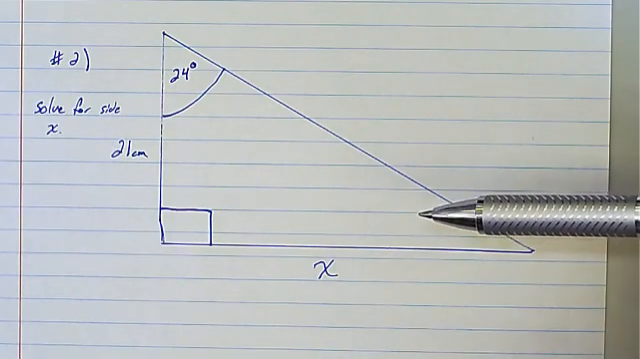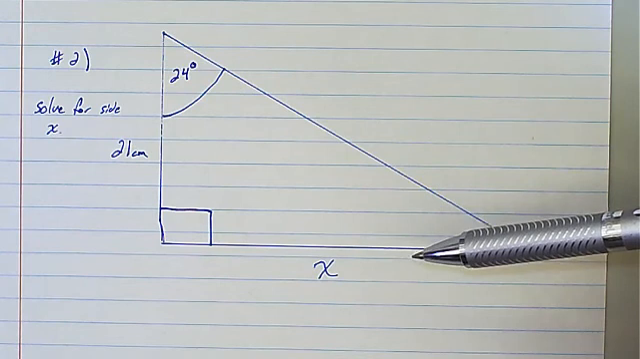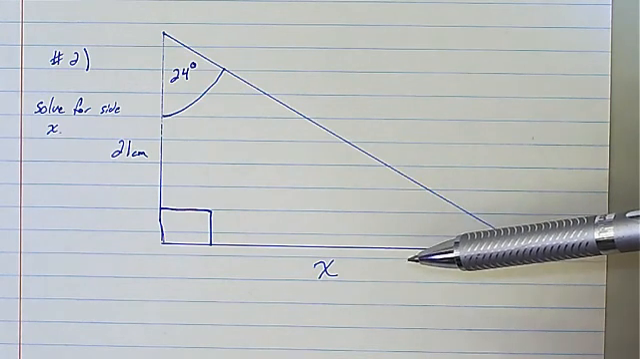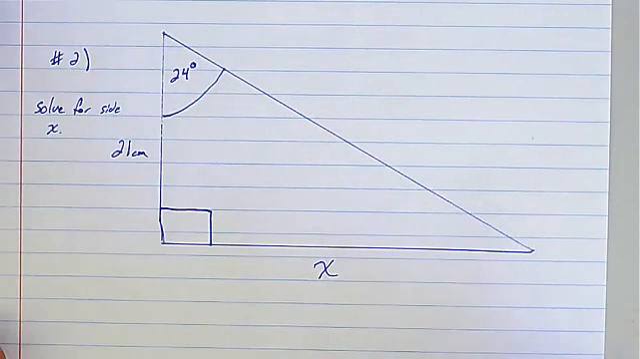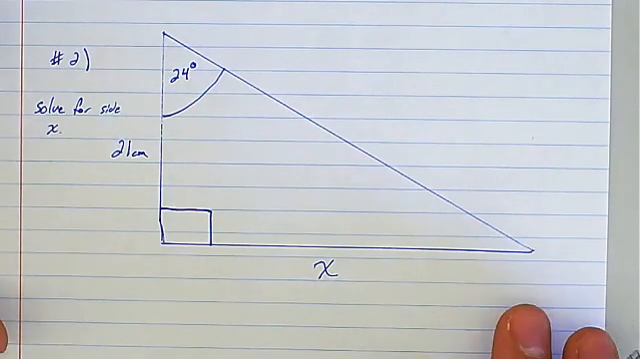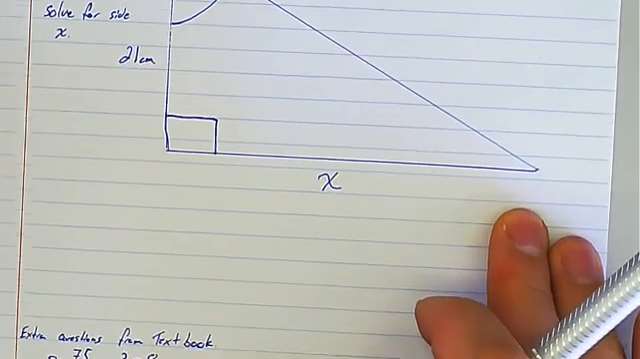So again, remember to fill in or label your triangle. Make sure you're picking the right formula. Good hint, it's going to be tan. And then filling it in and solving.